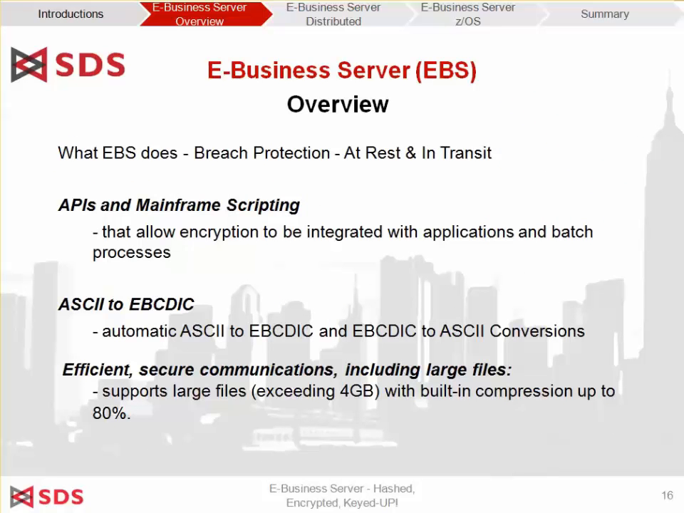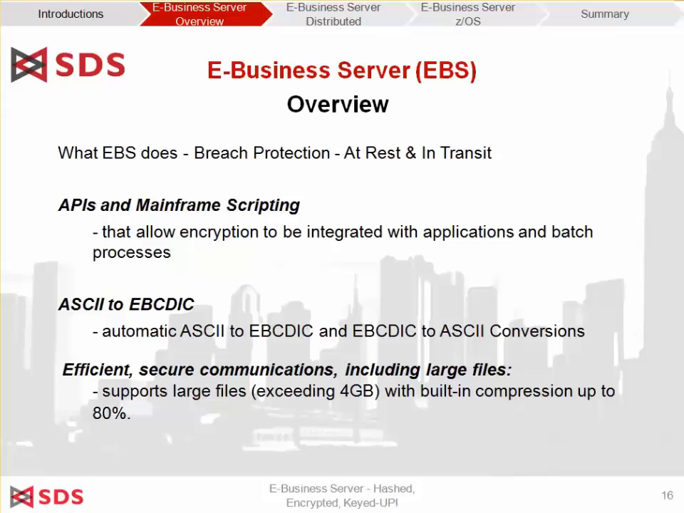EBS is an automated, comprehensive security product to protect and encrypt a wide variety of data in transit and at rest, without user interface, including email, file transfers, archives, and desktops. APIs and mainframe scripting allow encryption to be integrated with applications and batch processes. It features a simple command structure or optional native application program interfaces, APIs, including C, C++, COM, Rexx, and Java, to seamlessly integrate into existing applications and encryption processes and enable new ones.